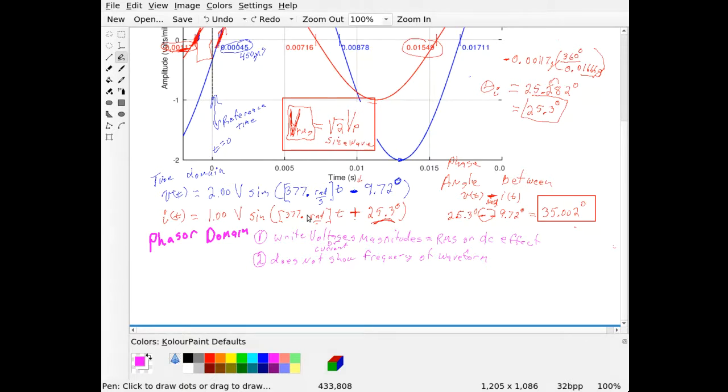You can't look at a phasor representation of the waveform and see what the frequency is. We don't have that information in this. Obviously we know it's an AC waveform, so therefore it has a frequency, but simply looking at a phasor representation of it, we do not know what that frequency is. And the third thing to note then is that we do show the angle. We do need to show the phase angle.